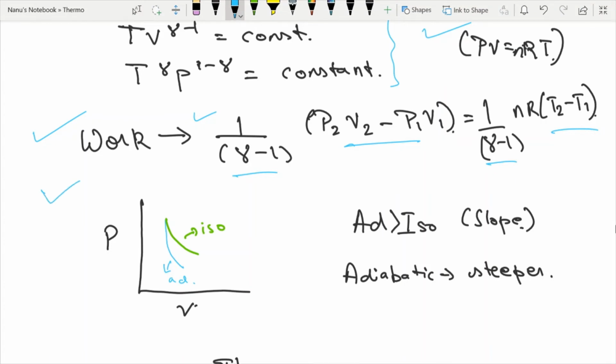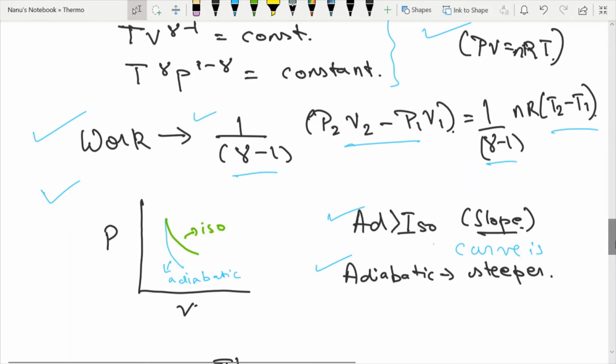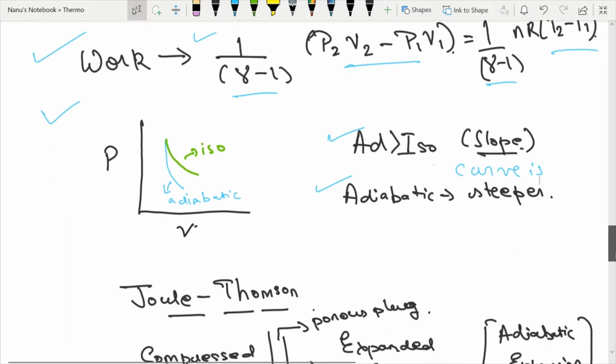A very important concept that comes in this first law part is the PV graph for your adiabatic process and your isothermal process, right? What happens over here is the slope for your adiabatic process is higher than your slope for the isothermal process, or you can say that the adiabatic curve is steeper. It's very important information. It's asked many a times, a comparison between the adiabatic process and the isothermal process.